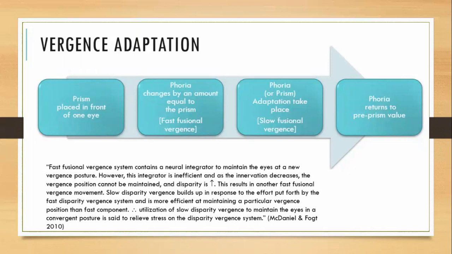Now to understand how the PAT works, we need to first understand vergence adaptation. There is a fast fusional vergence, which is a burst movement that moves the eye to the correct vergence position and minimizes the difference between the vergence of the eyes and the target. And then there is a slow fusional vergence response to the effort put in by the fast fusional vergence, which sustains the vergent position of the eyes over a long period of time. Thus, PAT is the summation of both the fast fusional vergence and the slow fusional vergence.